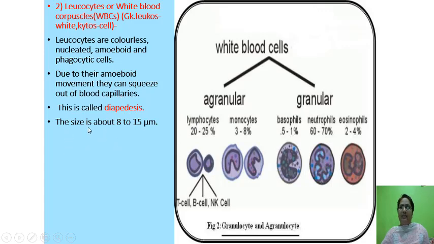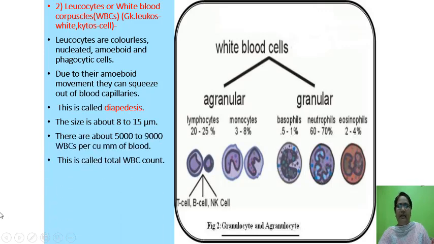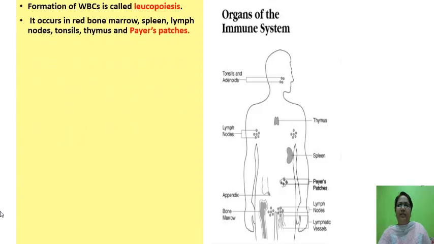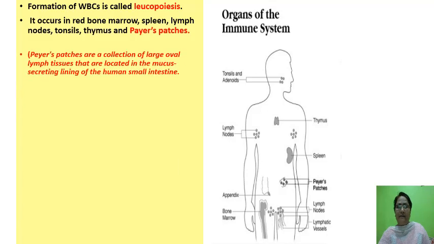The size is about 8 to 15 micrometer. Next point, there are about 5,000 to 9,000 WBCs per cubic mm of blood. This is called the total WBC count. The average lifespan of WBC is 3 to 4 days. Then the next point is the formation of WBC, which is called leukopoiesis. It occurs in the red bone marrow, spleen, lymph nodes, tonsils, thymus and Peyer's patches.